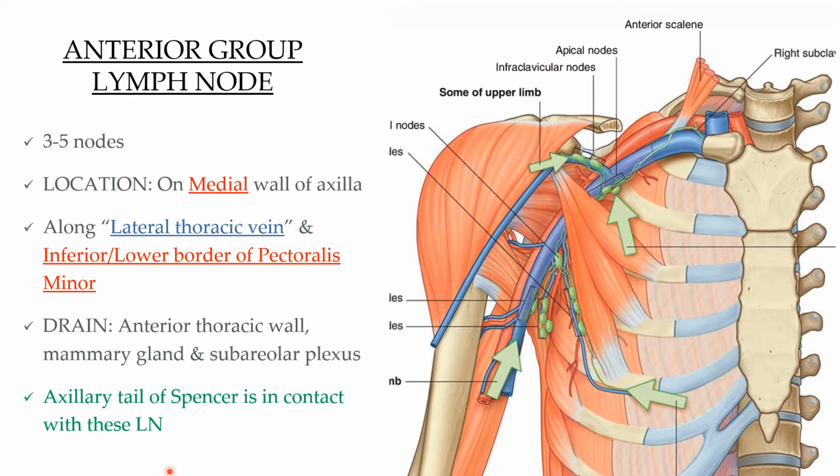Here you can see this is the lateral thoracic vein, and the lymph nodes here are called the anterior group of lymph nodes. These lymph nodes are responsible for draining the lymph from the anterior thoracic wall, from the major part of the mammary gland and the subareolar plexus.